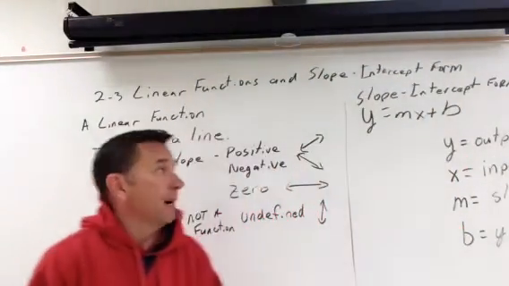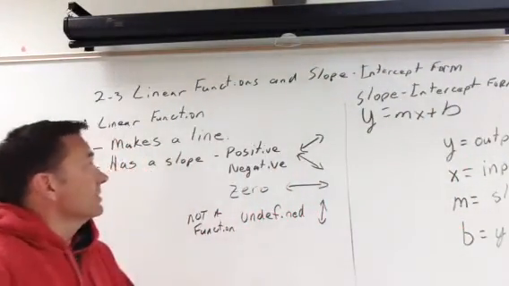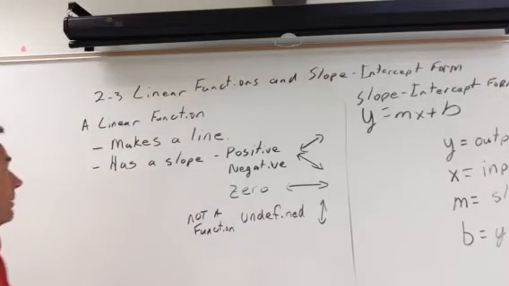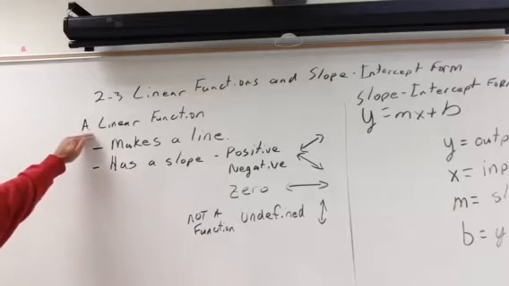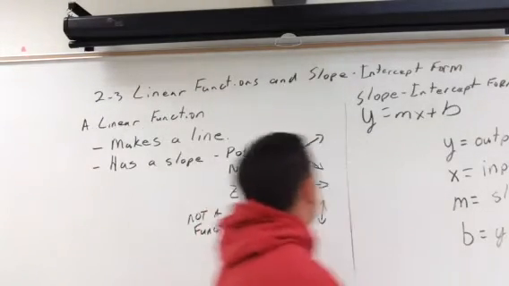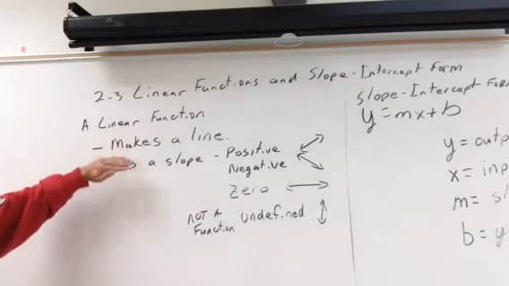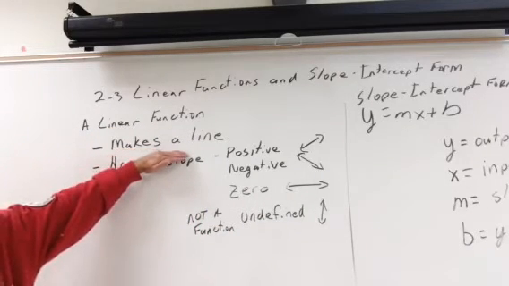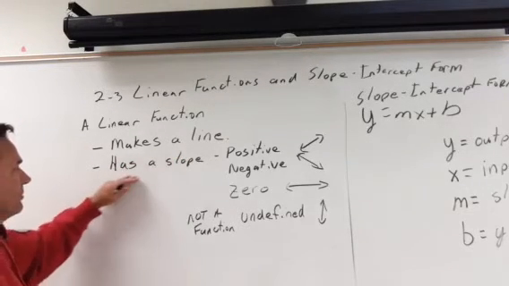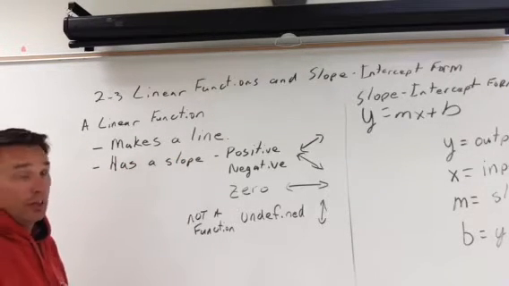Today we're going to be talking about linear functions in slope-intercept form. Now when we're talking about linear functions, first of all, it's going to involve these things. The base word of linear is line. It will always make a line when we graph it, a straight line. Now on this line, it always has a slope if it's a function.